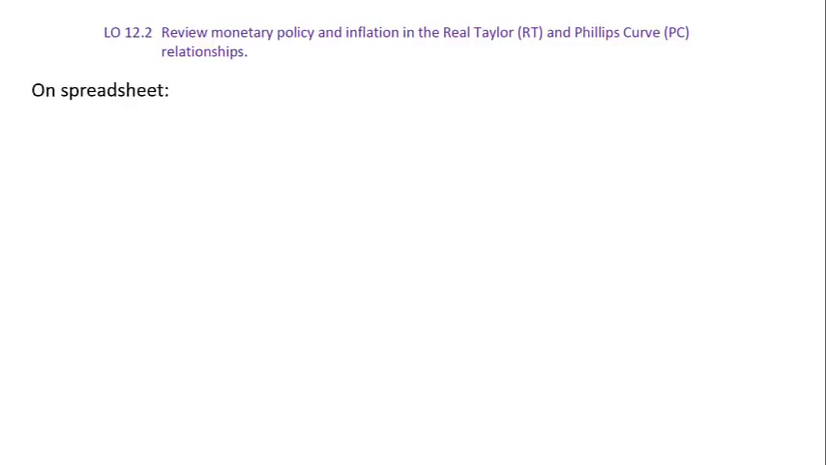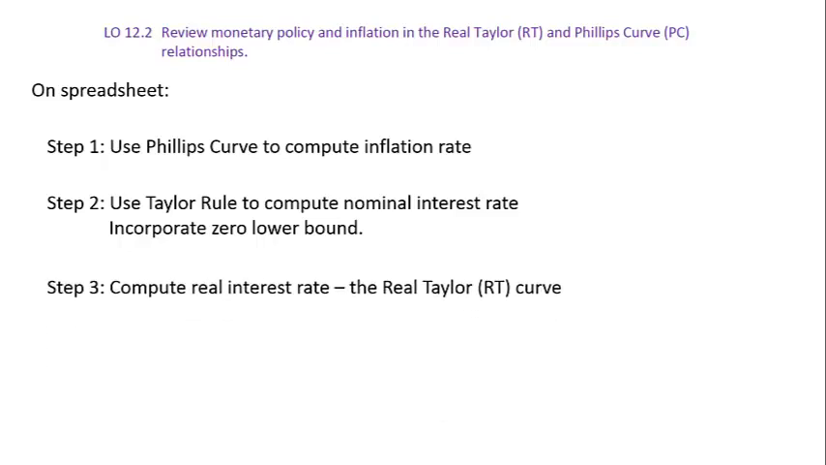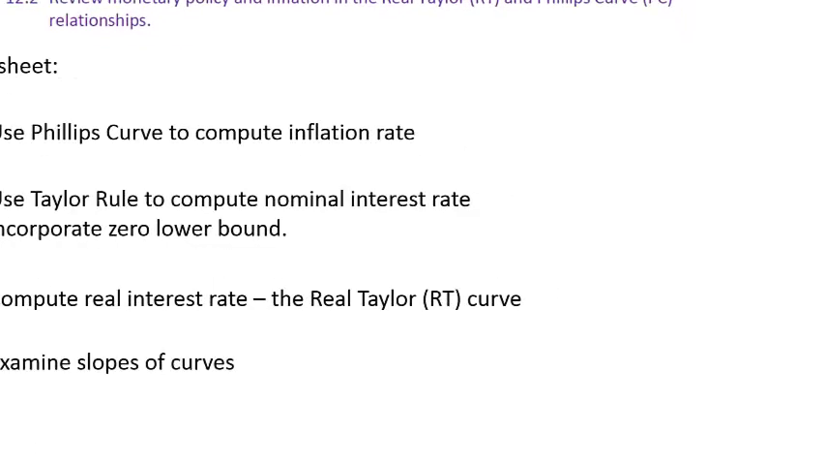So, we're going to be moving to our spreadsheet. There's going to be 4 steps. In the first step, we're going to use a Phillips curve to compute the inflation rate. In the second step, we're going to use a Taylor rule to compute the nominal interest rate that the central bank will set, and we're also going to look for the zero lower bound. In the third step, we're going to compute the real interest rates. That's the real Taylor curve. And in our fourth step, finally, we're going to examine the slopes of the curves.